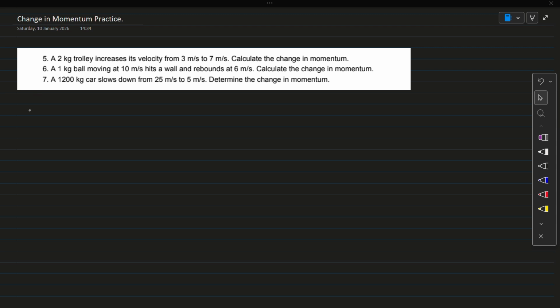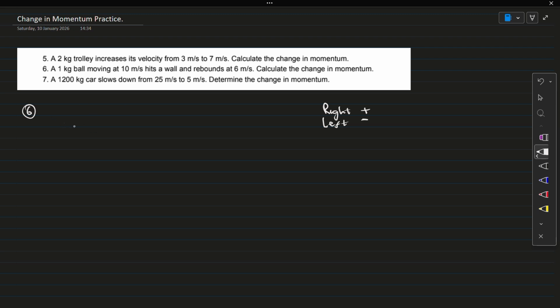Okay, now looking at number 6, they're saying a 1 kilogram ball moving at 10 meters per second hits a wall and rebounds at 6 meters per second. Calculate the change in momentum. Remember I told you that going to the right is positive, then to the left is negative. That's just our convention, guys. You can use it the way you want. You can say right is negative, left is positive. But the way we're going to be doing our problems, right will be positive, then left will be negative.